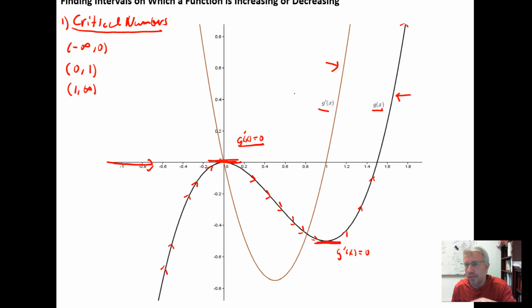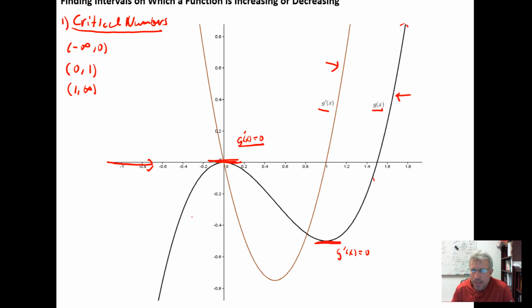So step one, if you want to use calculus to determine intervals over which a function's increasing or decreasing, is to find the critical numbers and use the critical numbers to establish open intervals. That's step one. And we could do this without looking at the graph. We know that finding the critical numbers is simply a matter of setting the derivative equal to 0 and solving for the input values that generate a derivative of 0.